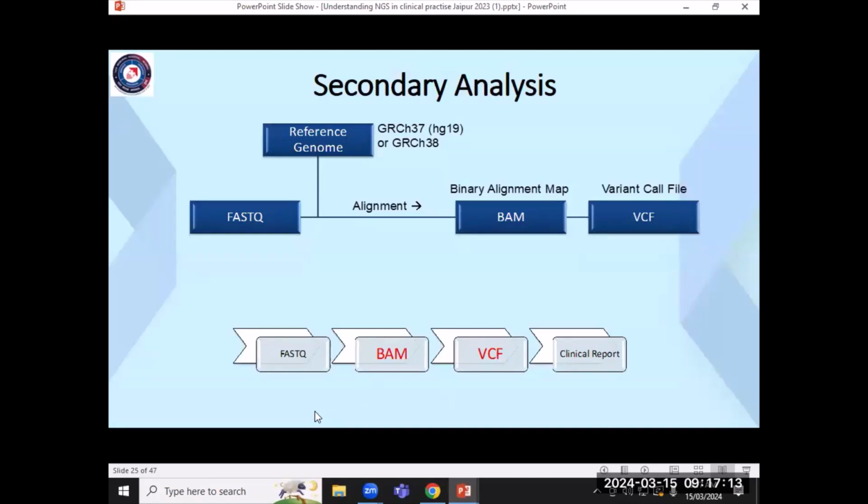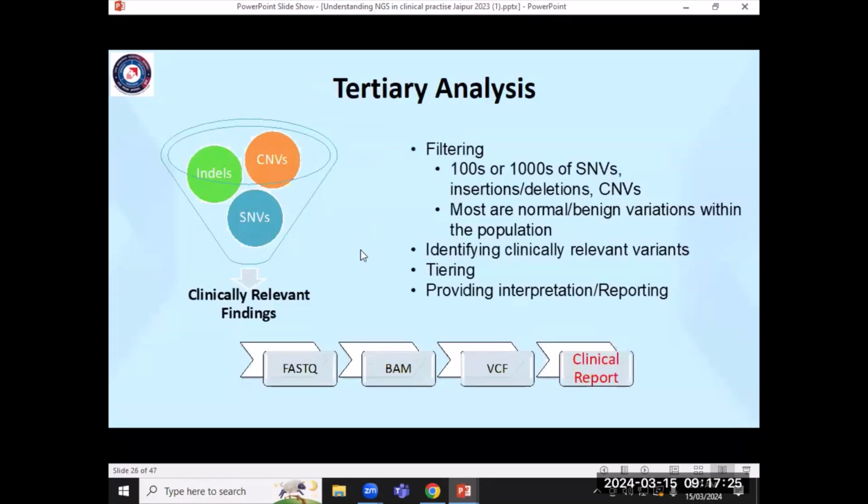So from FASTQ, you move down to BAM and VCF, correct? From your data points to sequencing reads. From sequencing reads, you are aligning it to your reference genome. From there, you are calling the variants, correct? And then your tertiary analysis.